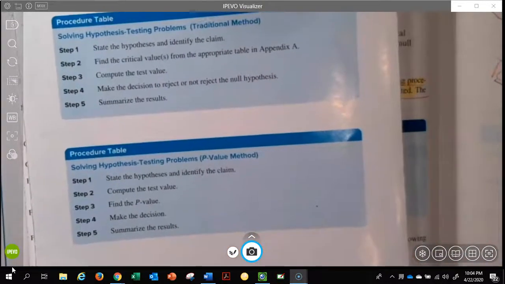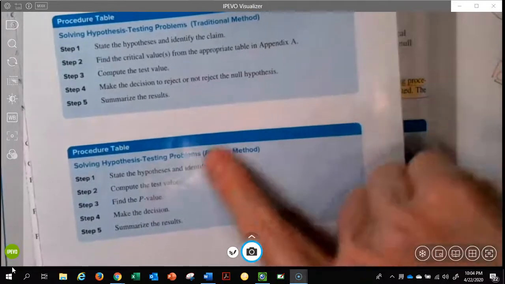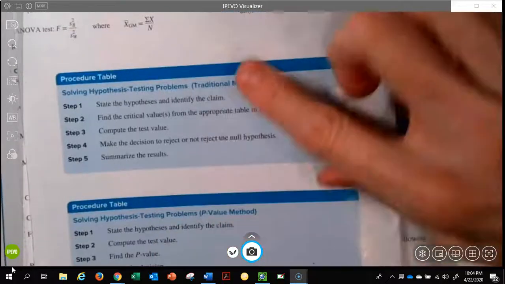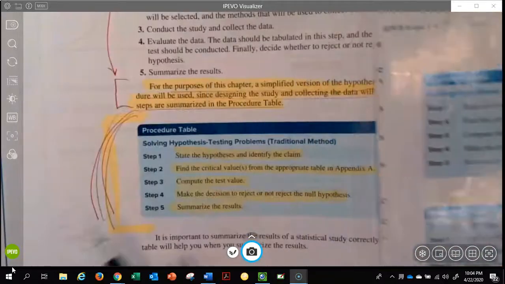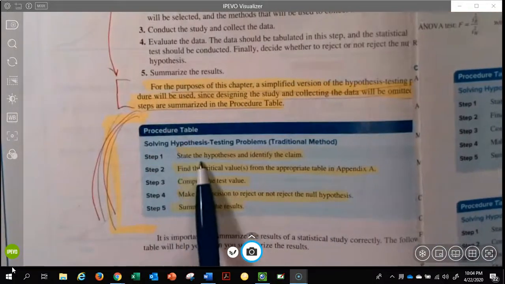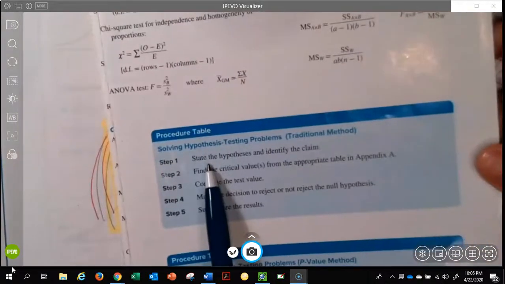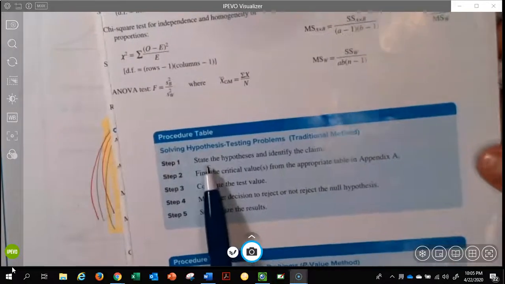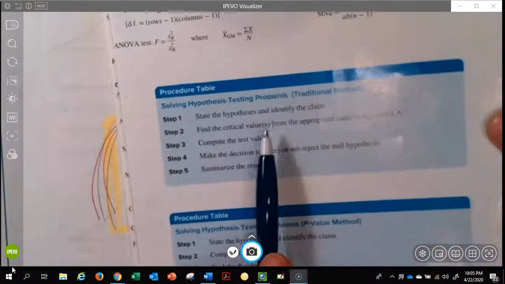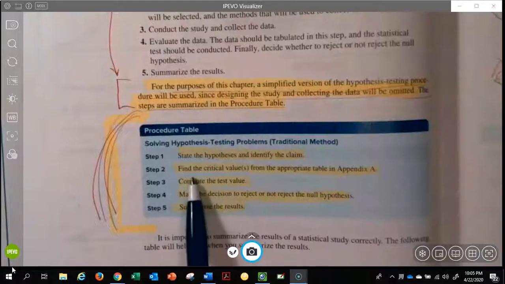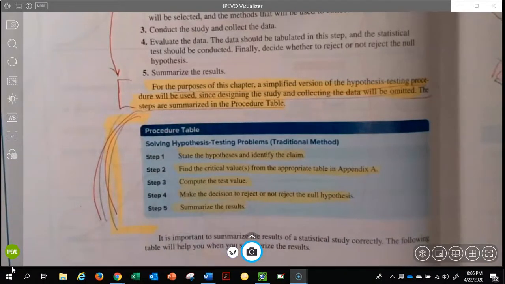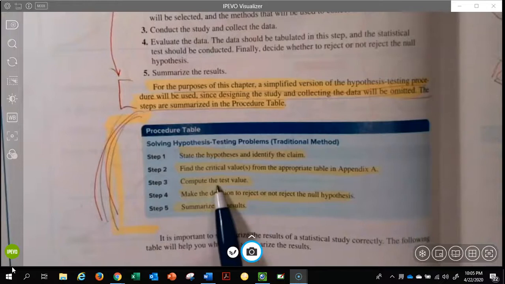All of us statistics teachers have gotten together. We are not teaching P. We're teaching traditional. And so when you look right here, it says procedure table, state the hypotheses. Guess what the first thing is over here? State the hypotheses. Identify the claim, and so on. Find the critical values. Oh, that's what we were just playing with. Then compute a test value.